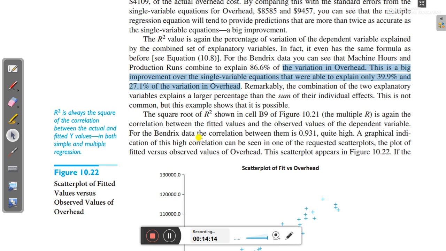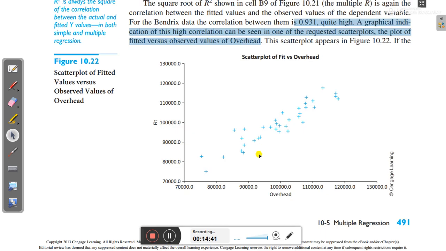important. And the square root of R square, shown in cell B9 of figure 10.21 as multiple R, is again the correlation between the fitted values and the observed values of the dependent variable. For the Bendrix data, the correlation between them is 0.931, quite high. A graphical indication of high correlation can be seen in one of the requested scatter plots, the plot of the fitted versus observed values of overhead. Like this is a scatter plot of fitted versus overhead, and it is most highly correlated.